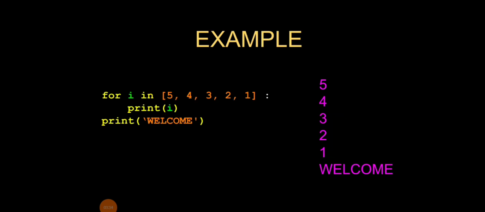So here is an example program using a list. We are using a for loop here. For i, a variable, in, we are creating a list 5 comma 4 comma 3 comma 2 comma 1 and then colon. In the next line we are printing i and next we are printing welcome. So from 5 down to 1 it will be printed and then finally the welcome is also printed.